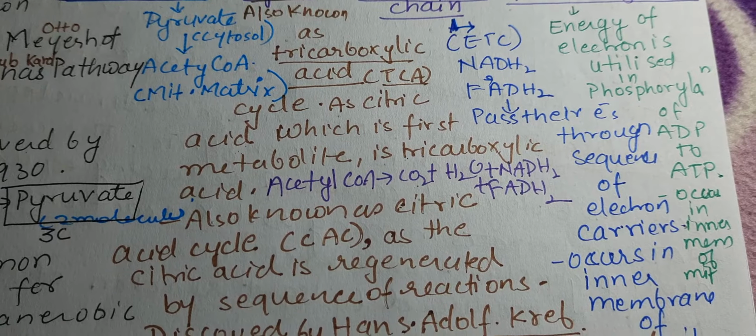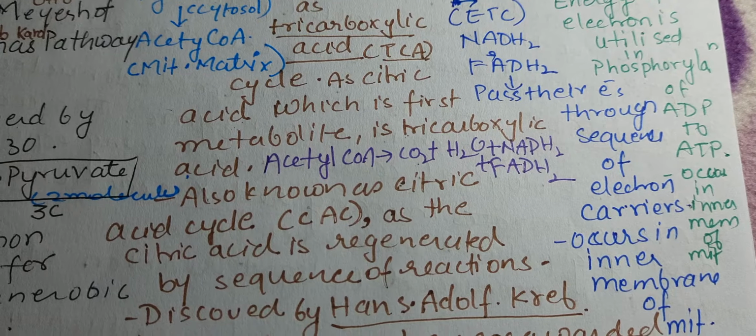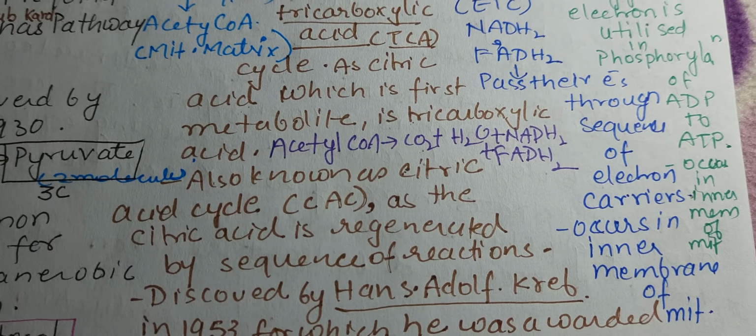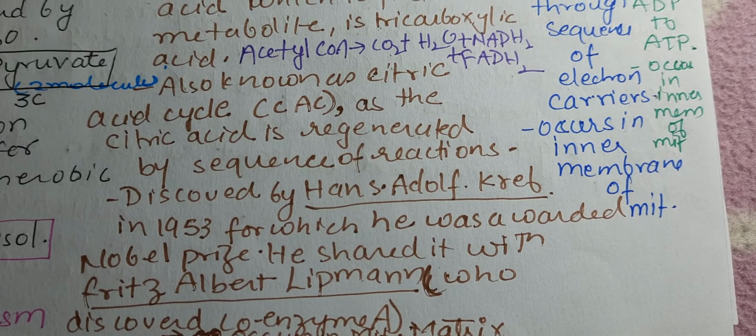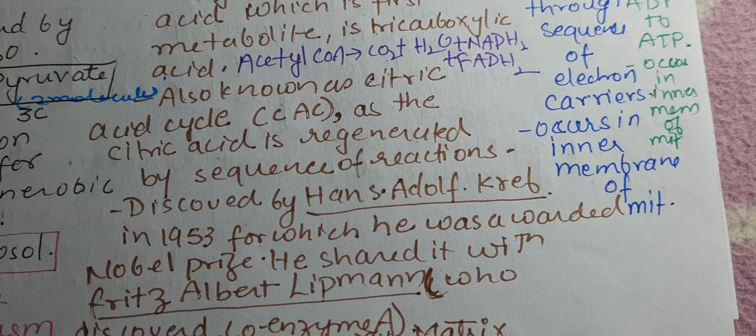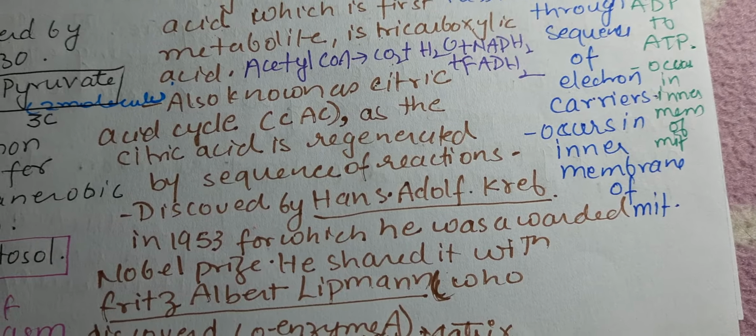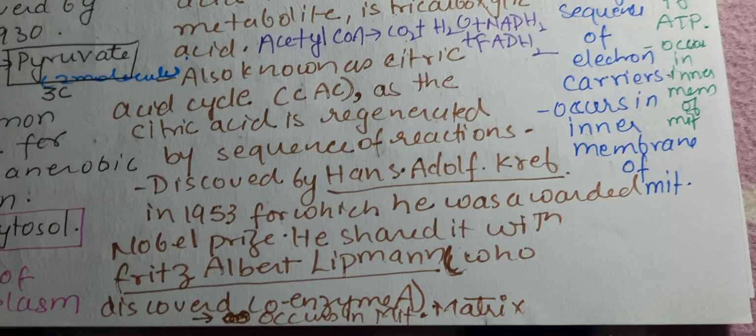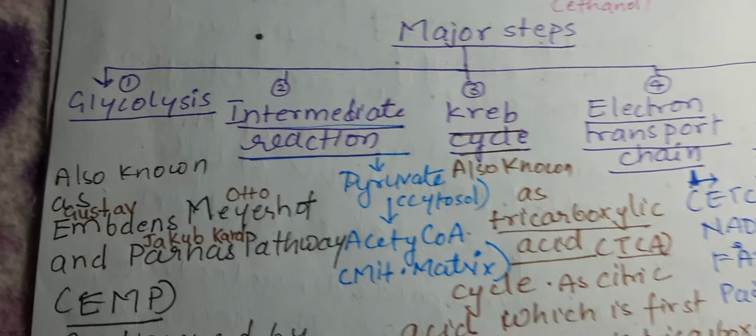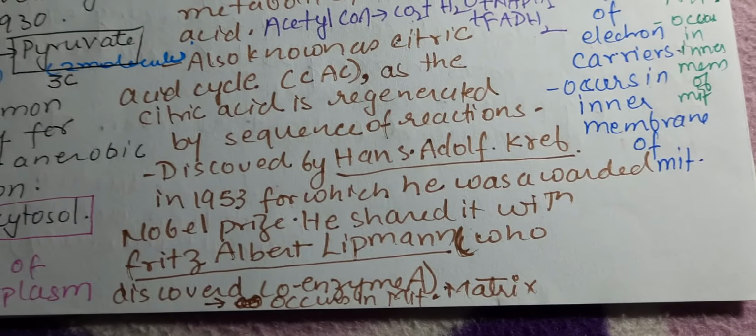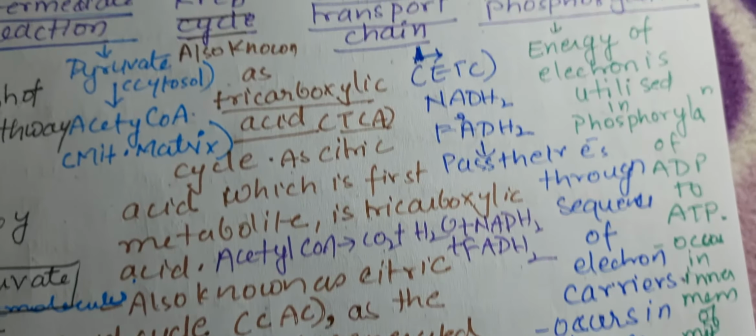The Krebs cycle is also known as the citric acid cycle, as citric acid is regenerated by the sequence of reactions. It was discovered by Hans Adolf Krebs in 1953, for which he was awarded the Nobel Prize, and he shared this prize with Fritz Albert Lipmann, who discovered coenzyme A, which is part of the intermediate reaction of cellular respiration. The Krebs cycle occurs in the mitochondrial matrix.